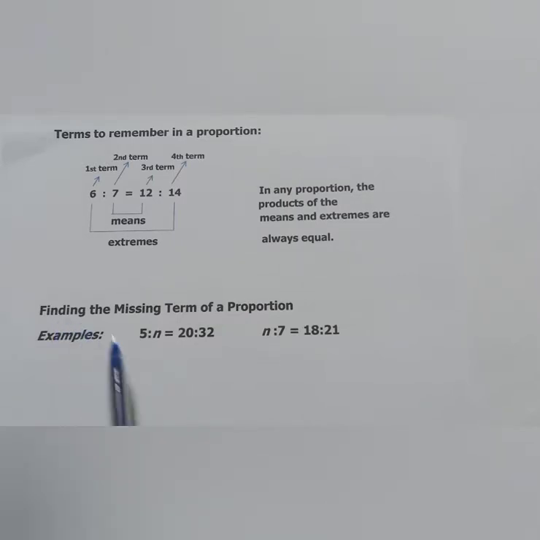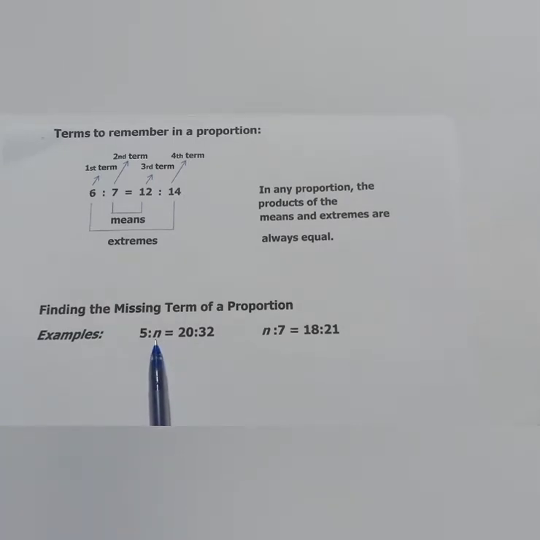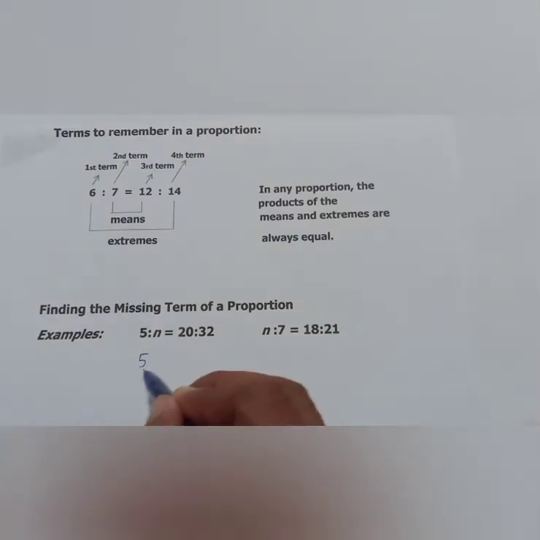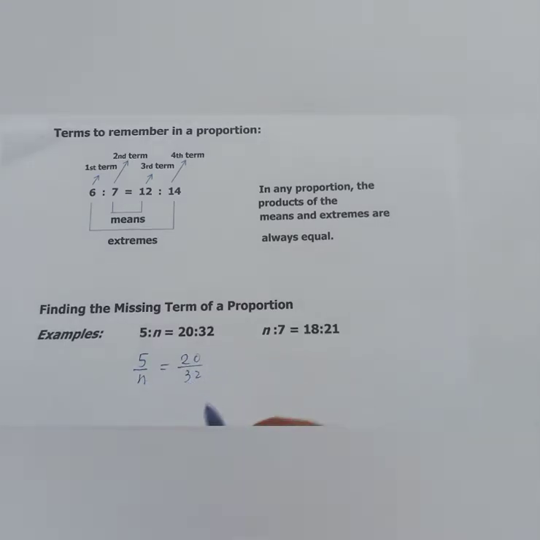Now, let's go to how to find the missing term in a proportion. Look at the first example here. 5 is to n equals 20 is to 32. If you notice, this is the first term. This is the second term. So n here is the missing term, which is the second term. So how to get the second term? We can use the cross multiplication. So let's write this in fraction first.